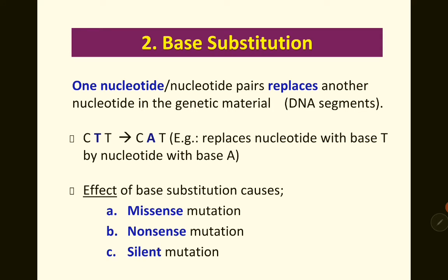Second class is base substitution. One nucleotide or nucleotide pair replaces another nucleotide in the genetic material in DNA. Example, the original DNA was CTT. Now adenine replaces thymine. So the amino acid will also be changed. We have three effects of base substitution: missense mutation, nonsense mutation, and silent mutation.